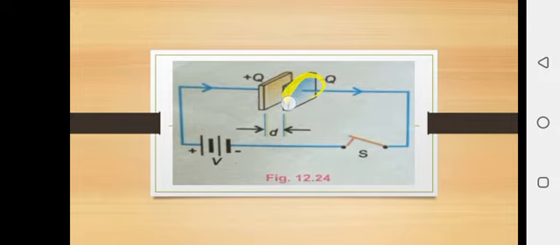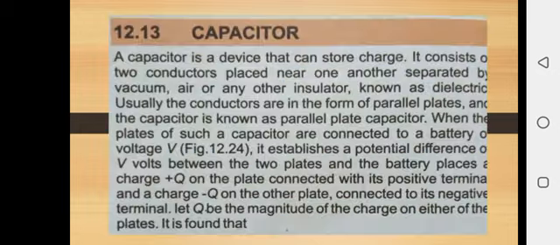It consists of two parallel metallic plates. One plate is positively charged while the second plate is negatively charged. V is the potential difference applied to these plates, and the separation distance between these two metallic plates is represented by D. S is any switch to turn on or off the circuit. This is a little explanation about the circuit when the capacitor is connected in a circuit.